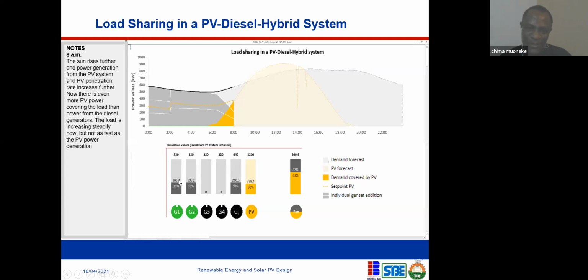So you can see that our two generators are still running, and both of them are running at 33%. Now I want you to ask yourself, if you combine these two, don't you think that one generator could have taken care of this demand? Because if you combine 33 plus 33, it will still give you 66, which is not even up to 70% of one generator. Why do we still have to run two generators?